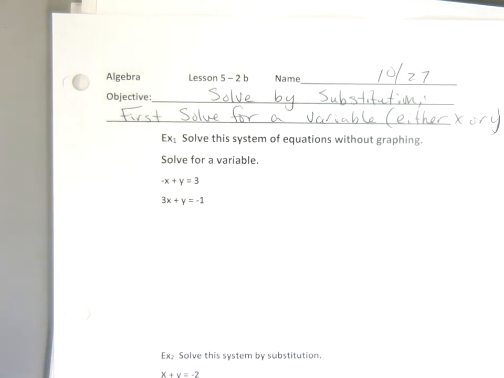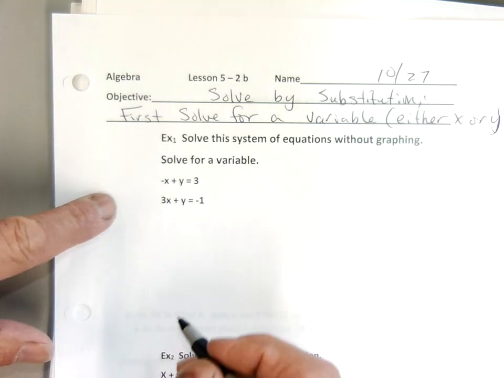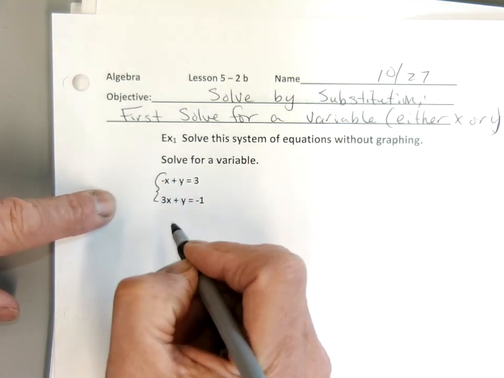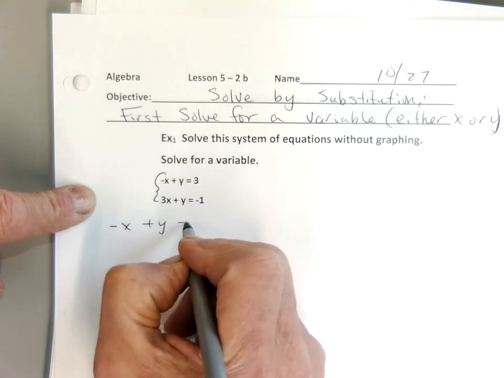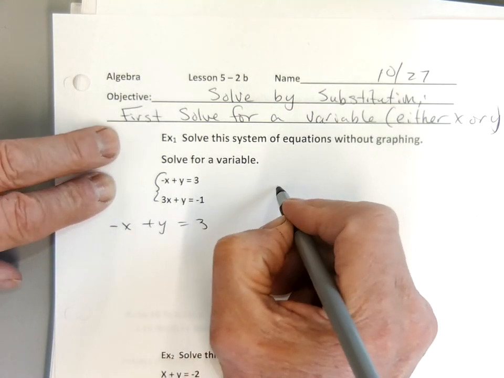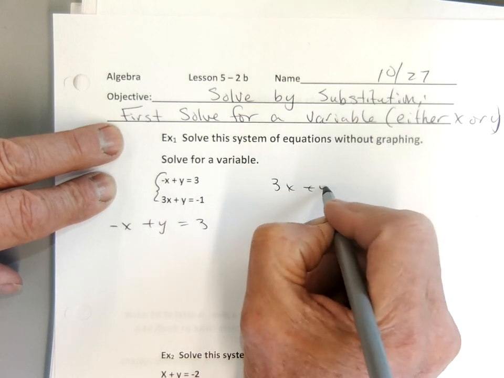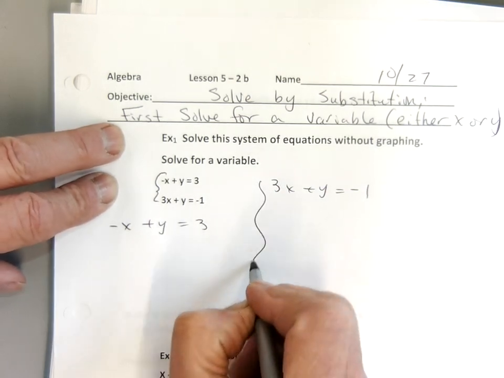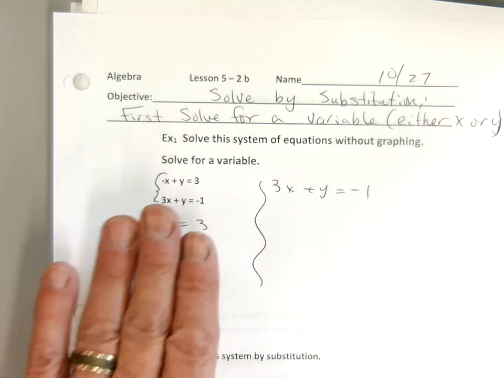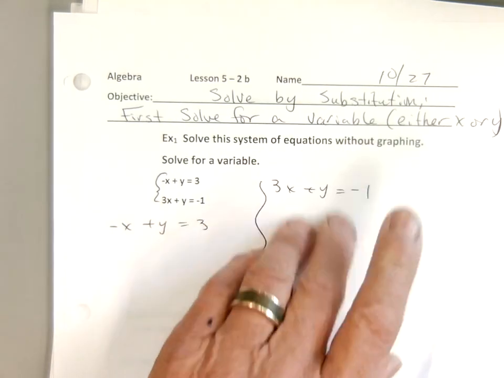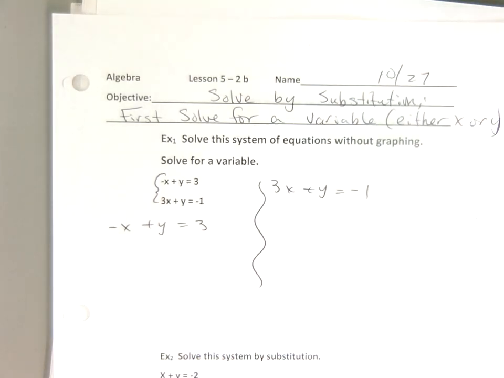Well, the same rules are going to apply today, and that is I like to put them side by side, because when I put them side by side, I have room to work. Does that make sense? So I'm going to take both of these equations and rewrite them. Negative x plus y equals 3, and on the other side, 3x plus y equals negative 1. And I just like to put a line between them. You don't have to. I like to put a line between them because I've got the first equation, do my work, second equation, do my work. It just kind of keeps them separate, okay?